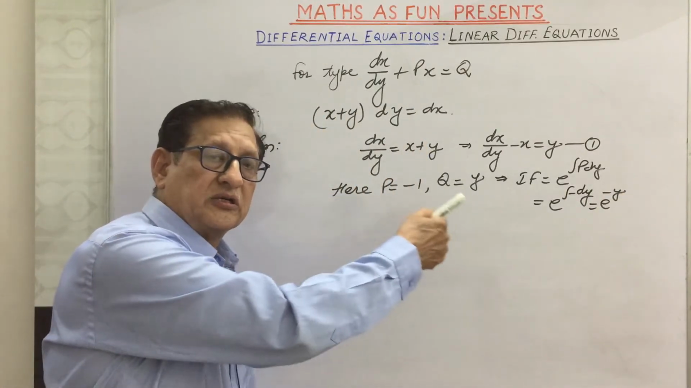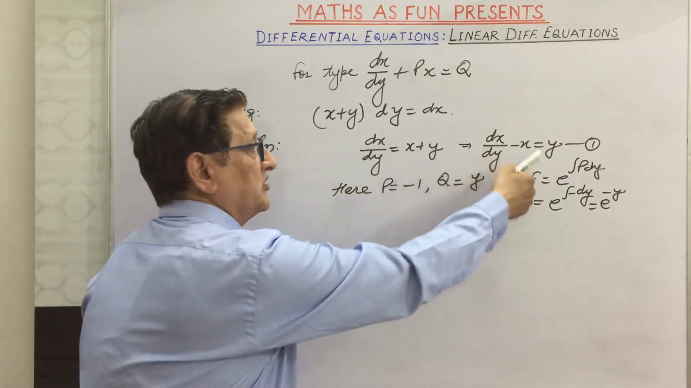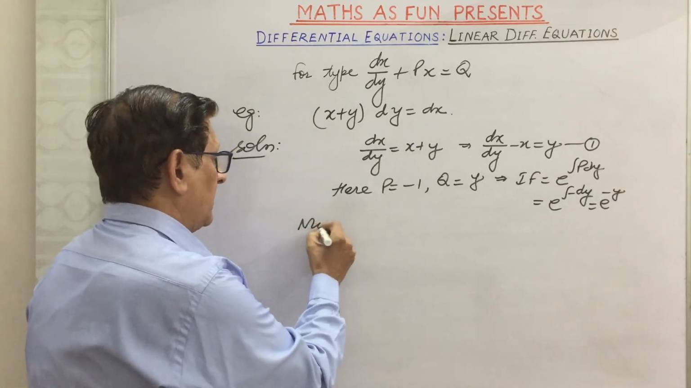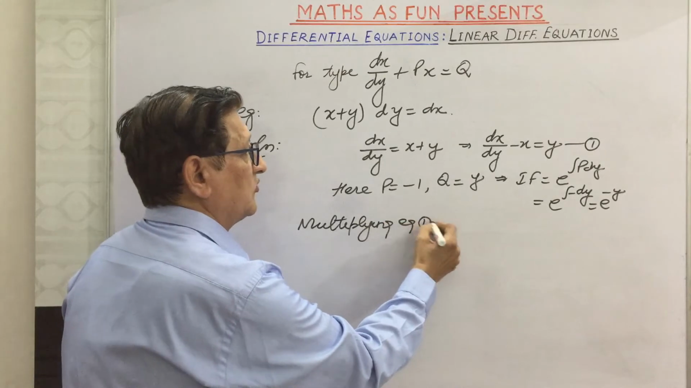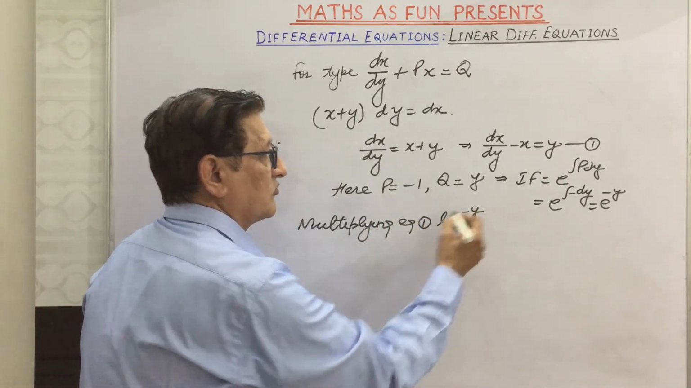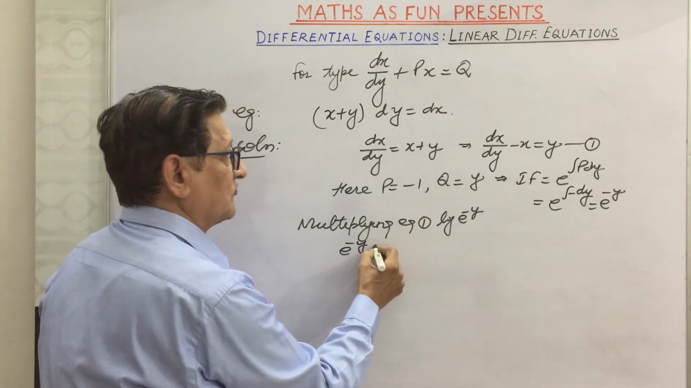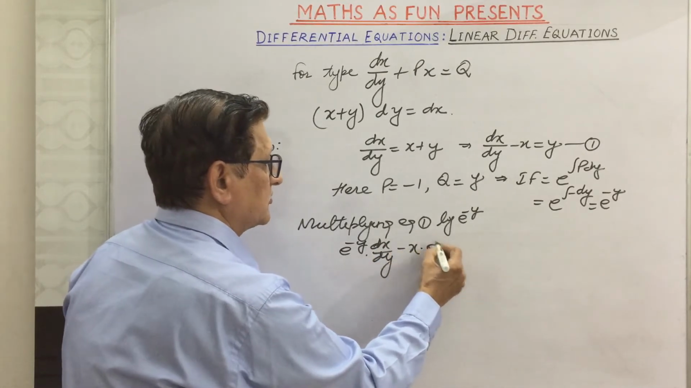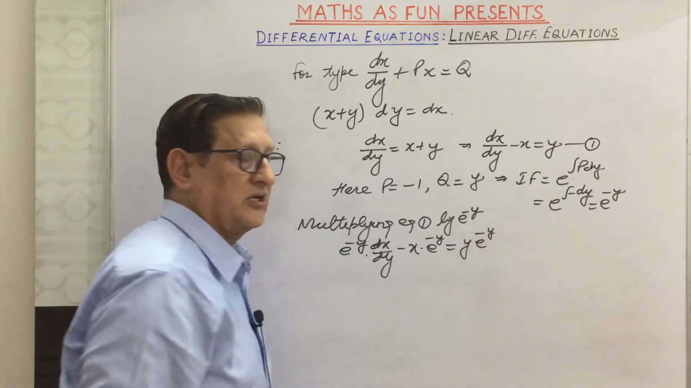After finding the integrating factor, we go to the second step, that is multiplying the equation by IF. So we write, multiplying equation number 1 by e to the power minus y. The equation becomes e to the power minus y into dx upon dy minus x into e to the power minus y equal to y into e to the power minus y.